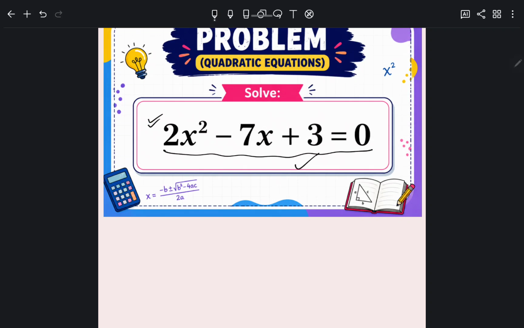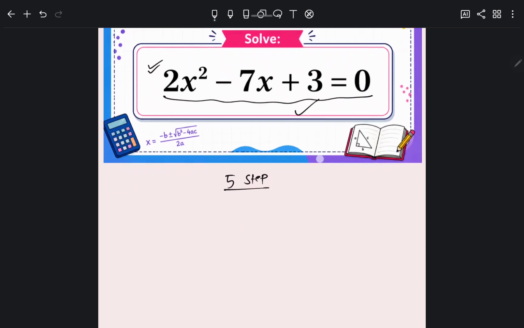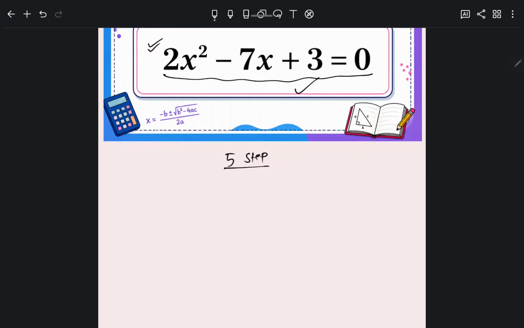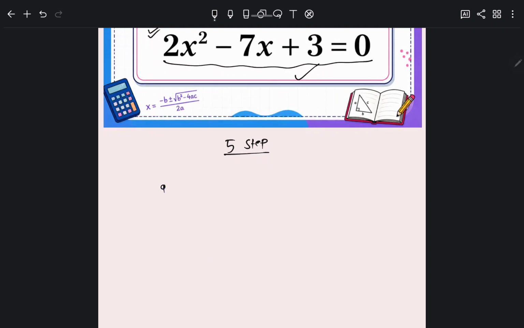So this is our equation, and I am going to solve it in 5 steps. First, you have to remember the standard form of a quadratic equation. What is the standard form of a quadratic equation? Look, this is the standard form. You just need to remember it.